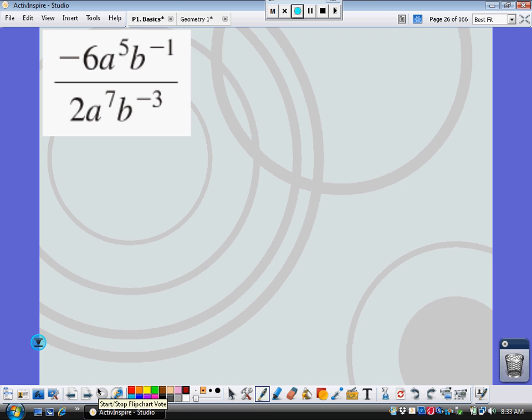We're getting there. Elizabeth, these things are being divided. On top I have a negative 6, and I believe I can combine that with that positive 2 on bottom. Divide those out. That's all that bar means, right?